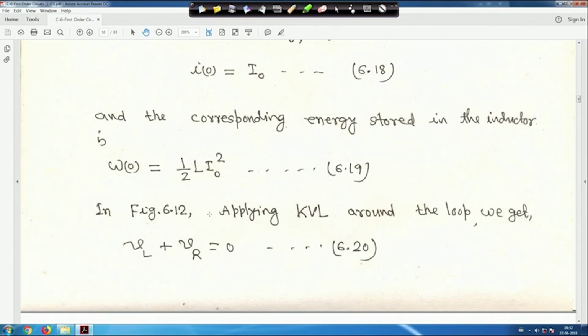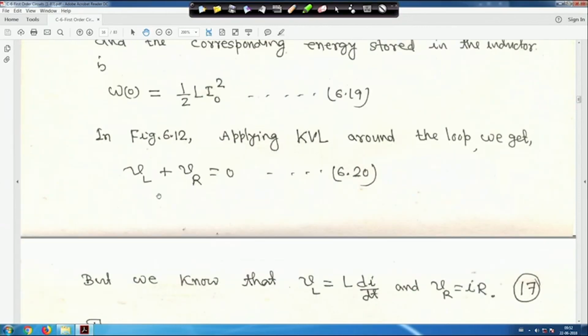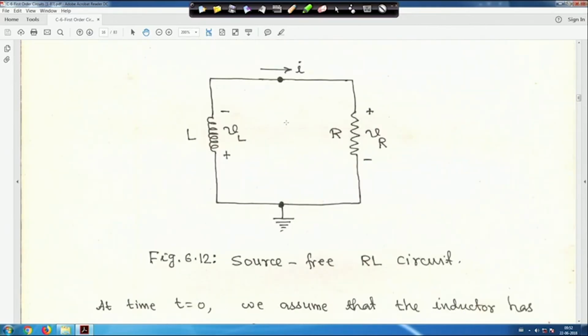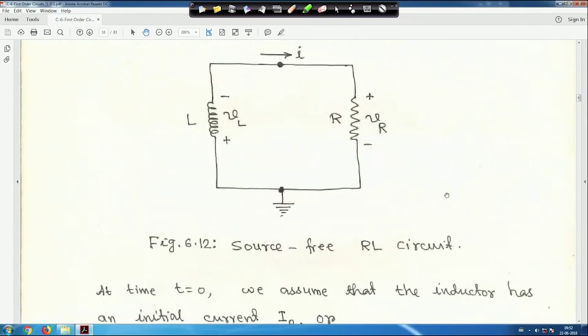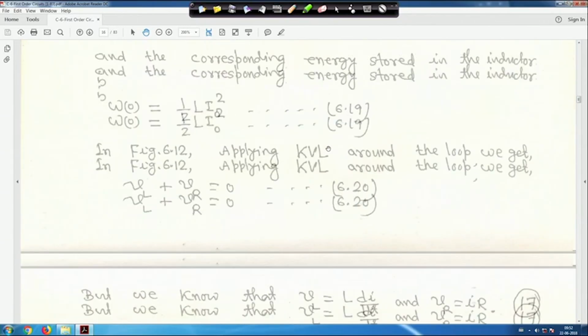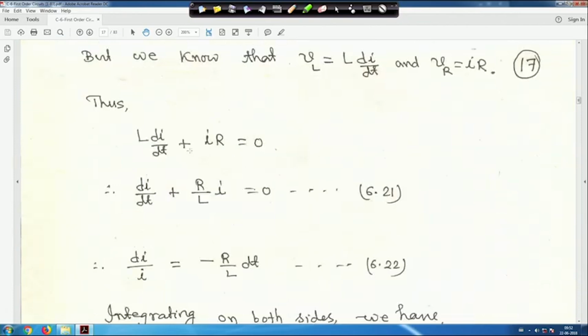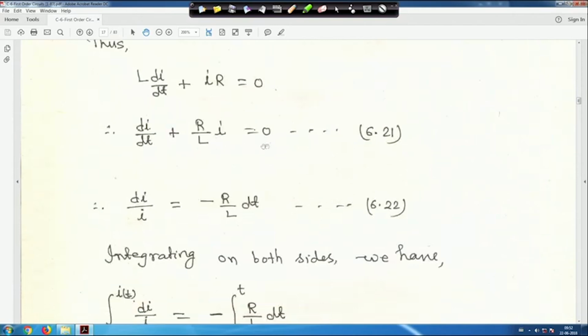So if we apply KVL around the loop, we will get VL plus VR is equal to 0 in that circuit. But we know that VL is equal to L into di by dt and VR is equal to iR. So if you look into the circuit, here VL is equal to L into di by dt and here VR is equal to iR, right. So that means L into di by dt plus iR is equal to 0. That means di by dt plus R upon L i is equal to 0. Or di upon i is equal to minus R upon L dt, right.